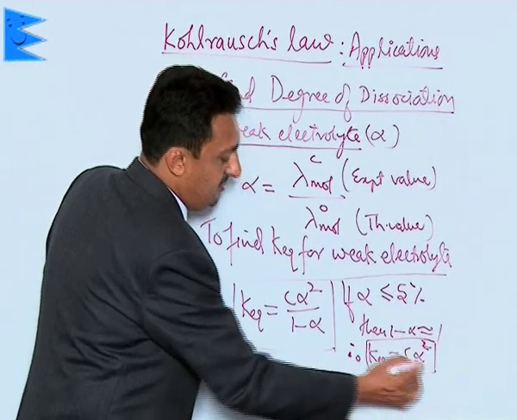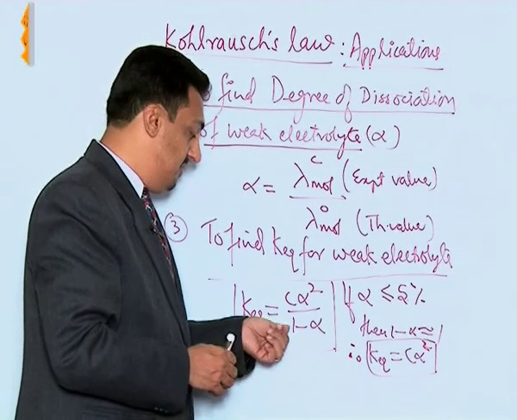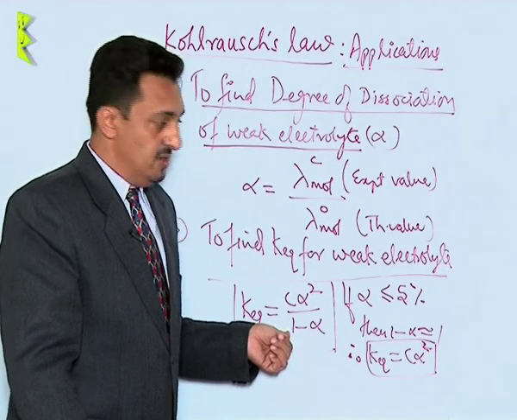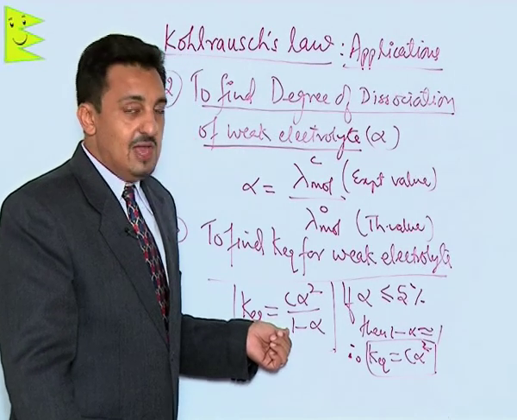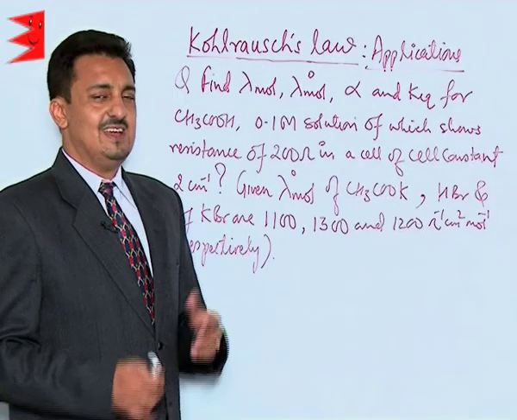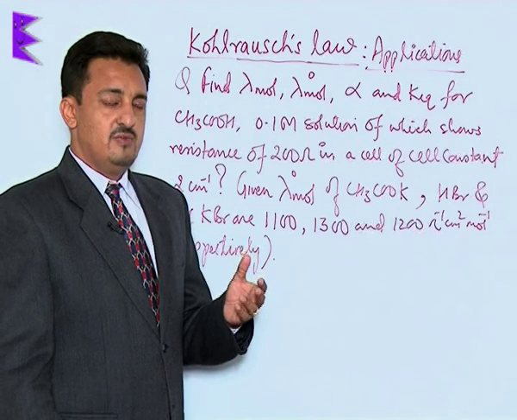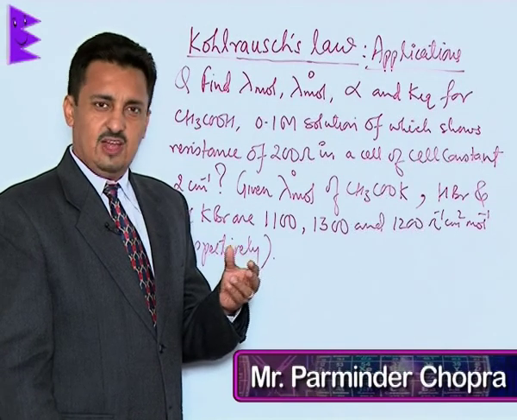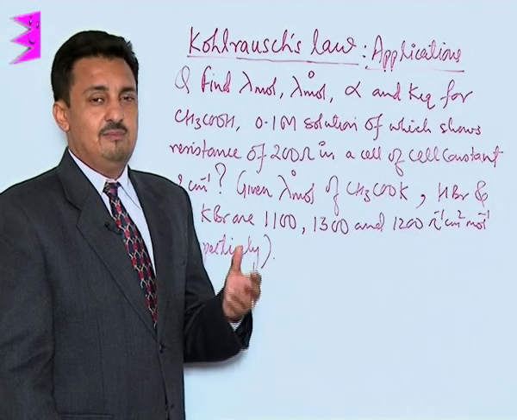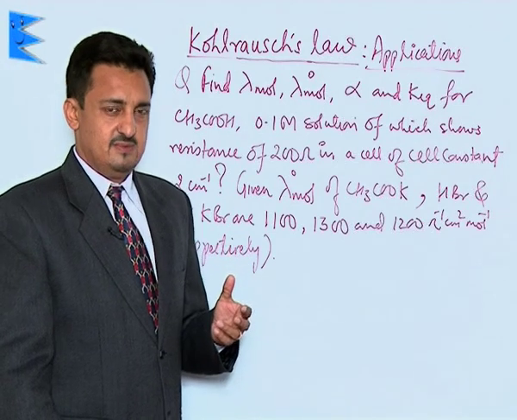Then only we can use this formula. Otherwise, we have to use 1 minus alpha in the denominator also. So, we can find out the equilibrium constant for the weak electrolytes also. Now, let us see a numerical on how we can use the information given by the Kohlrausch law, which can be used in finding out the lambda naught for the weak electrolytes.